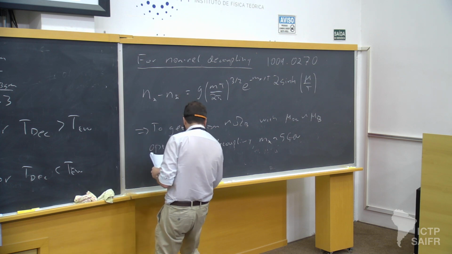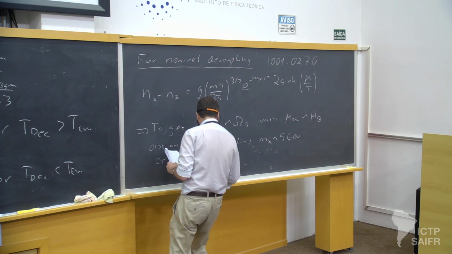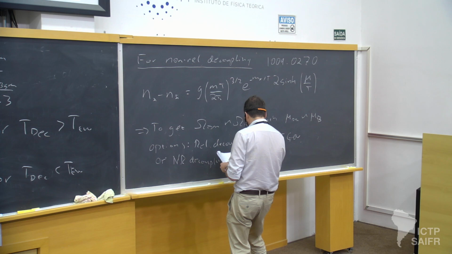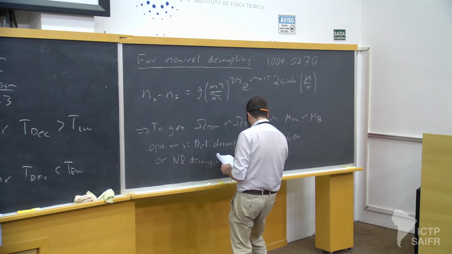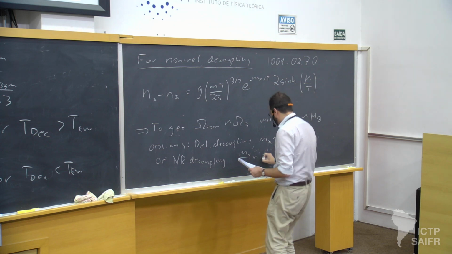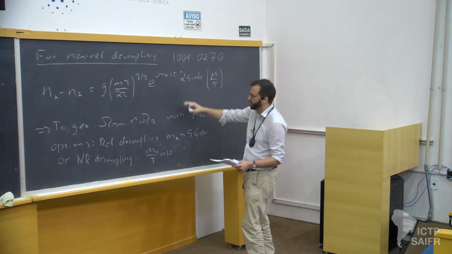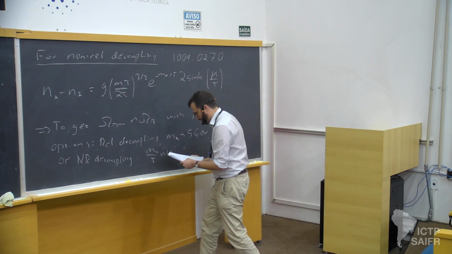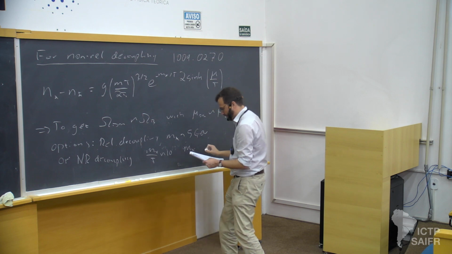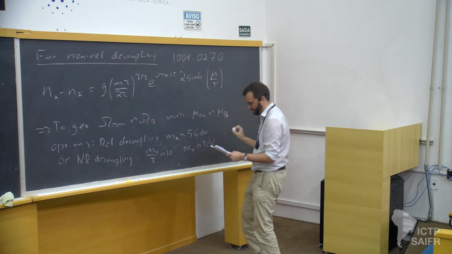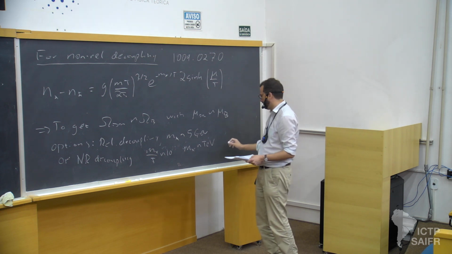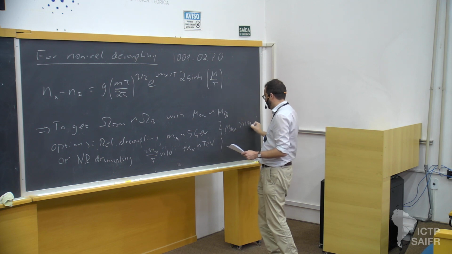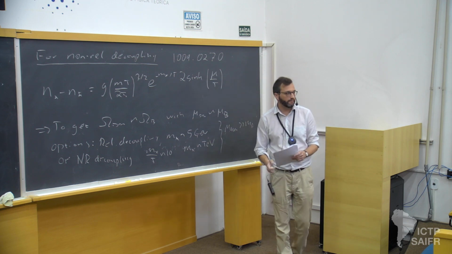non-relativistic decoupling, where now decoupling occurs when m_X over T is of the order of 10 or so, and you get this Boltzmann suppression. These are just rough numbers, not precise. And then you get that your asymmetric dark matter is naturally of the TeV scale. So in this case, M asymmetric dark matter much greater than the proton mass is also possible.